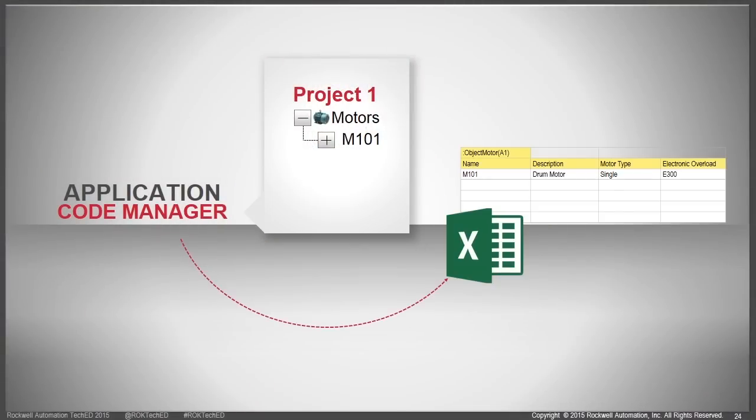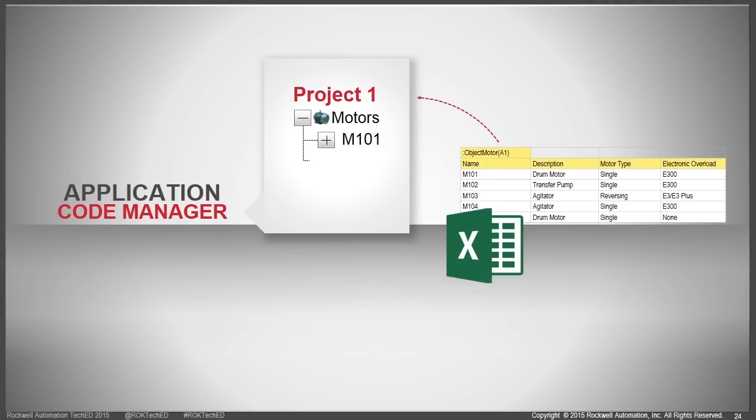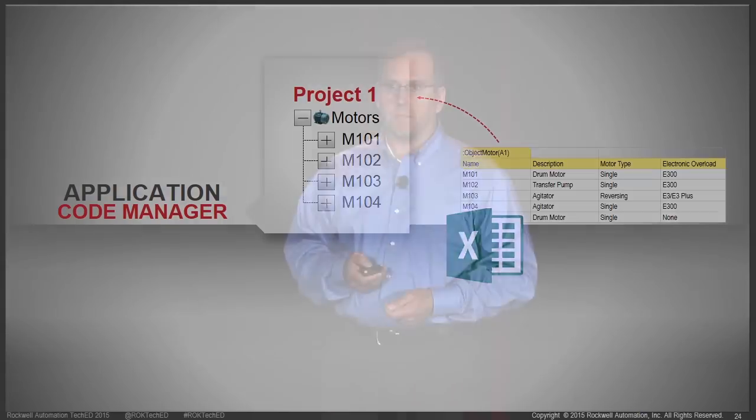Another benefit of having this information in a database is that if multiples of the same object are required, the user could simply export that configuration to Excel, add additional configuration as required using Excel, save that file, and then import that back into Application Code Manager, basically updating the database. Once all the configuration is complete, you can go ahead and do your bulk generation of your project.